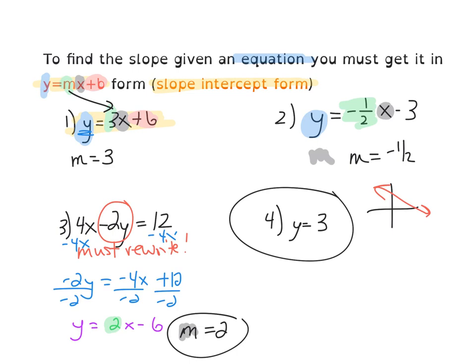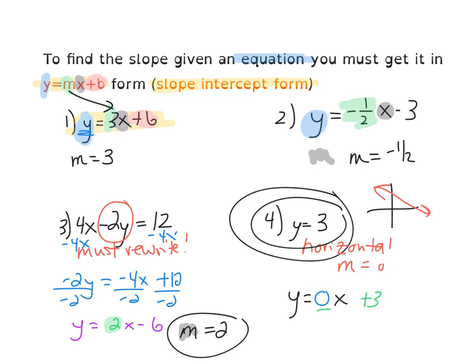Our last example over here, y equals 3. First of all, we should recognize, since it's just y equals a number, this is a horizontal line. We automatically know that the slope of a horizontal line is 0. But another important thing to see is we could have taken that y equals 3 and just rewritten it as y equals 0x plus 3. So the number in front of that x value would have been 0. So again, the slope of that line is 0.